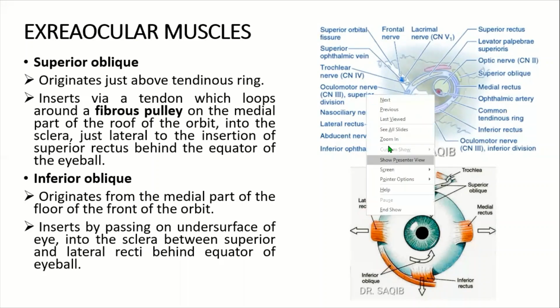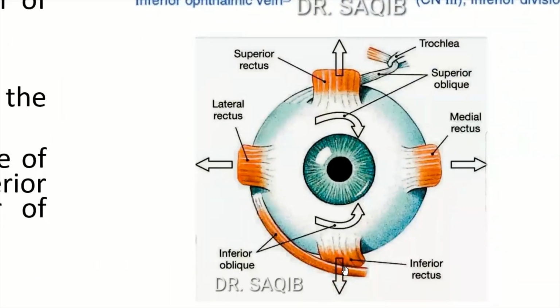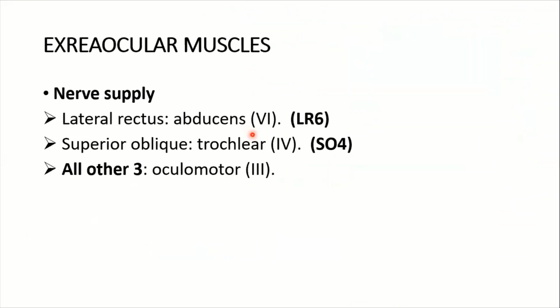Now, let me enlarge this as well for you. Here it is. Yes, it is coming from this part of the orbit inferiorly, going on the undersurface of the eyeball and inserted over here between the lateral rectus and the superior rectus.